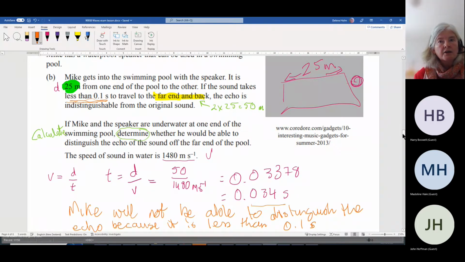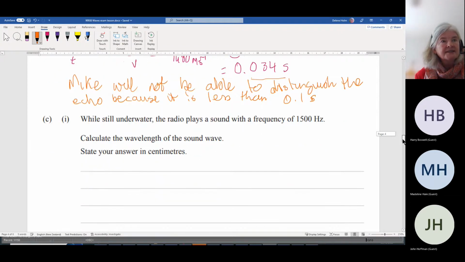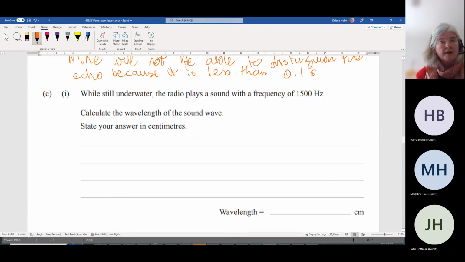Now we say while still underwater, we now have something like this. And you go, okay, what is this? I'll just change my color. What is that? That is hertz. So that is the unit for frequency. So we know that that is frequency. And we're asked to calculate the wavelength.